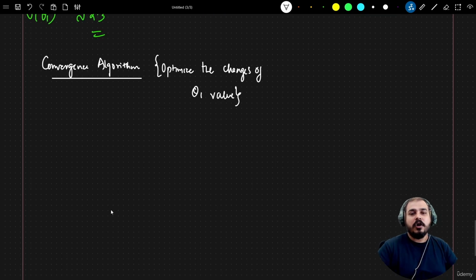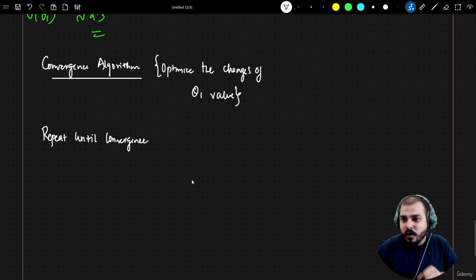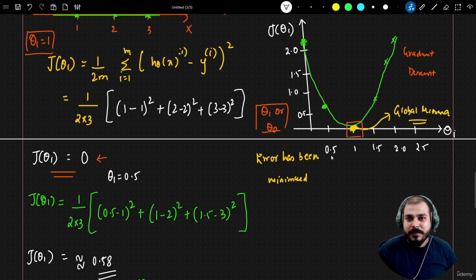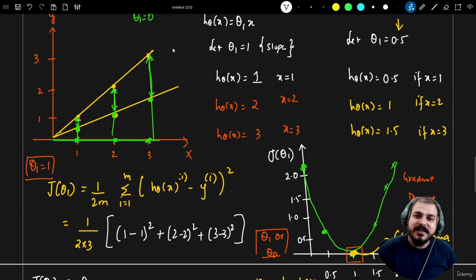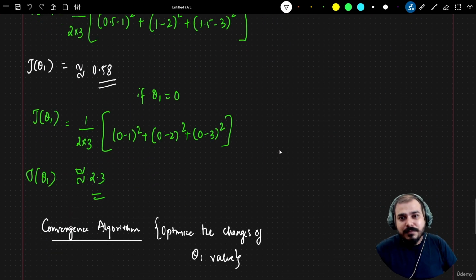So what does the convergence algorithm basically say? It says repeat until convergence. Until convergence basically means until we reach the global minima, this specific global minima point. Here you can see that when we reach this global minima point, we get the best fit line, or at least if we come near this, we will probably get the best fit line.